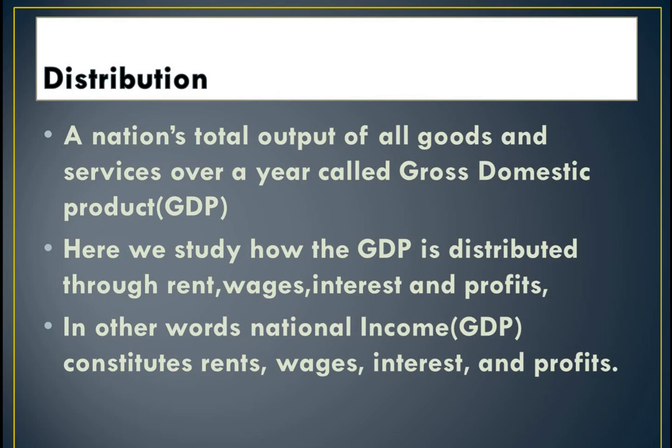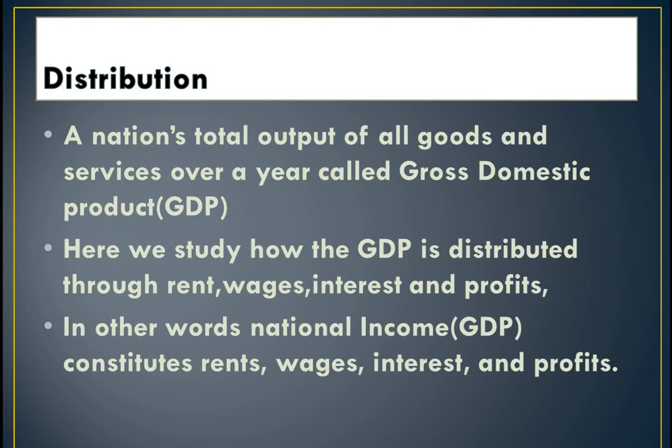GDP means a nation's total output of all goods and services over a year, called gross domestic product. GDP means gross domestic product. A country's total output, a country's total production, which is from different sectors. It may be from the primary sector, the secondary sector, or the tertiary sector. So these are included here, and also all the services rendered by the particular country are included here.